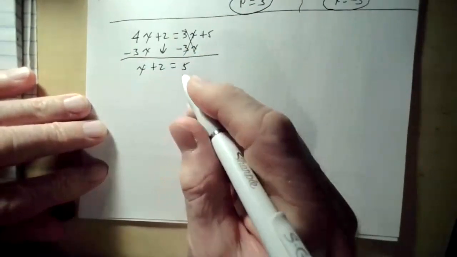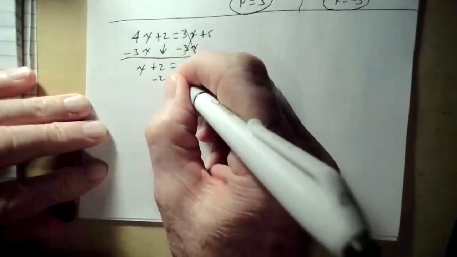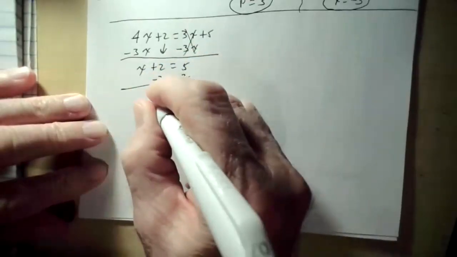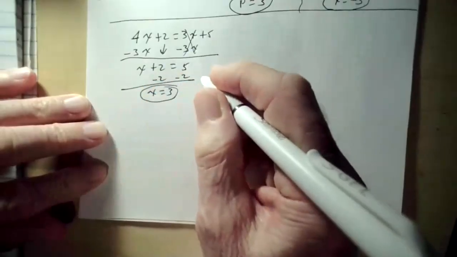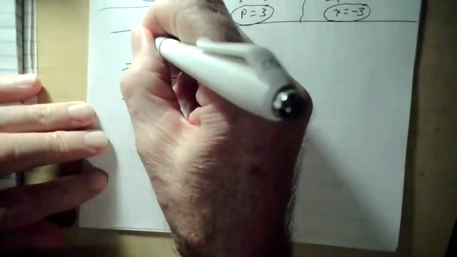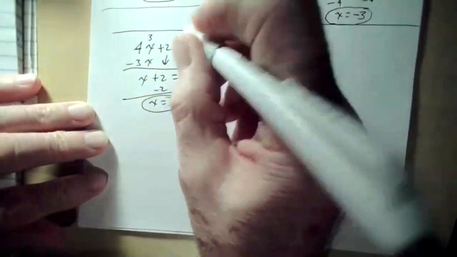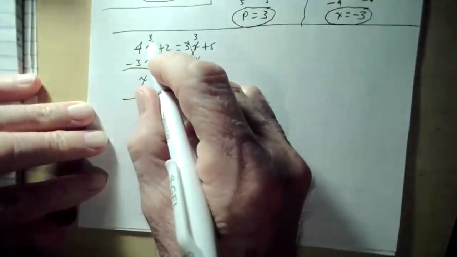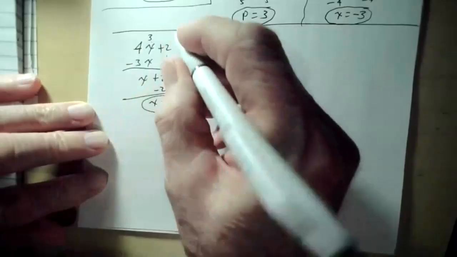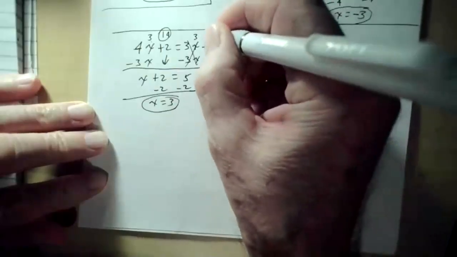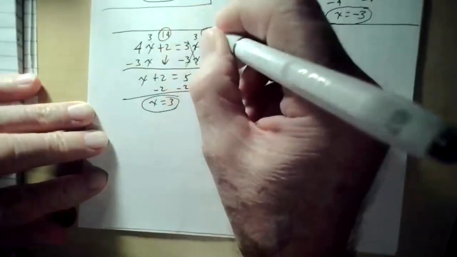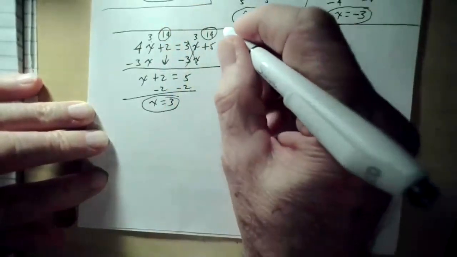Okay? Everybody with me here? Now we subtract 2 from each side and get x is 3. Now you can plug it back in if you want. Wherever there's an x, we plug in 3. 4 times 3 is 12, plus 2 is 14. 3 times 3 is 9, plus 5 is 14. So 14 equals 14. So we are correct.